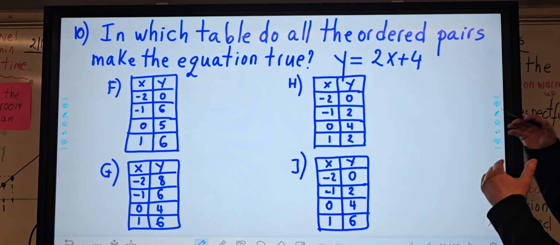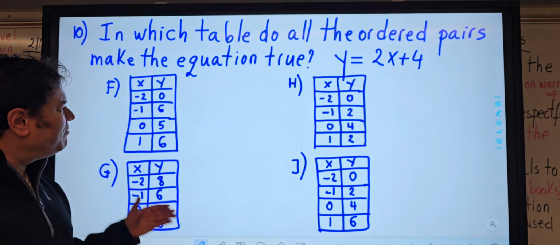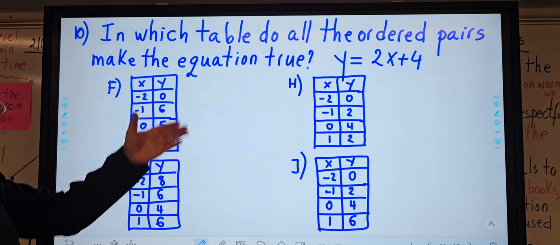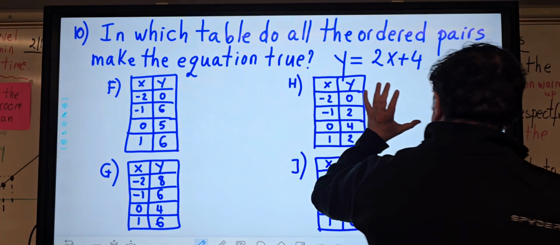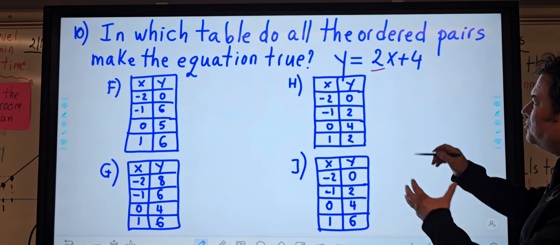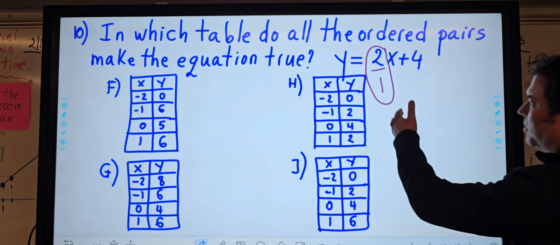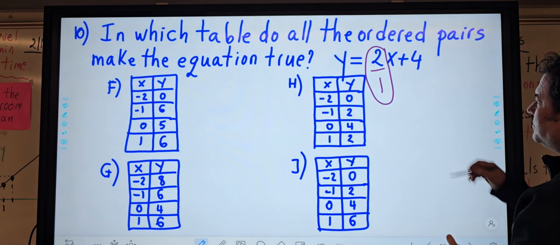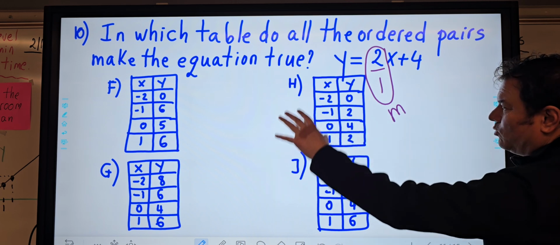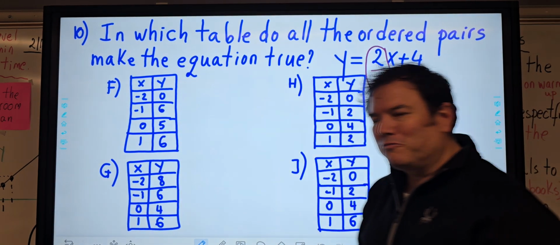In which table do all the ordered pairs make the equation true? Again, we have 4 different tables, and then we have an equation. Always look at the rate, the slope, and the slope is 2, we can say 2 over 1. Remember, the slope is the number or the fraction in front of the x, so this is our m. We are looking for 2 over 1. Which one of these tables would give us 2 over 1 for the rate or for the slope?